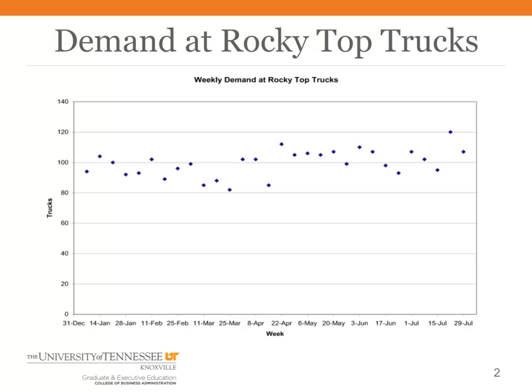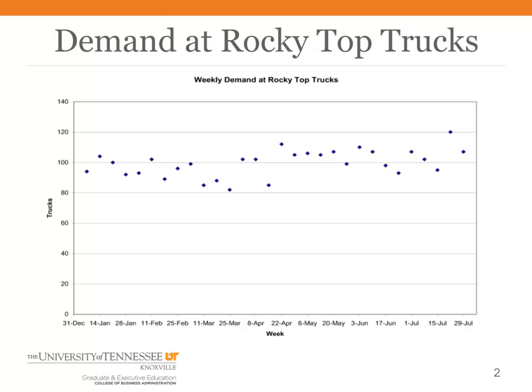Here is a company, Rocky Top Trucks. They do heavy maintenance on large trucks, and we have a chart here showing the number of trucks that came in for maintenance over the last 30 or so weeks, and they would like to predict the range of variation for the number of trucks they'll have to service in future weeks, 1 week, 2 weeks, 3 weeks into the future.